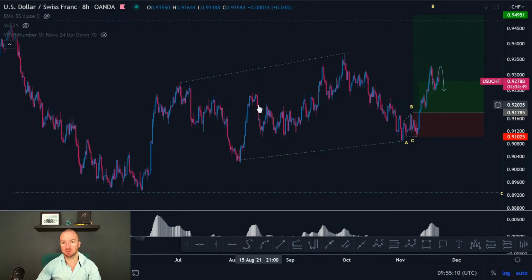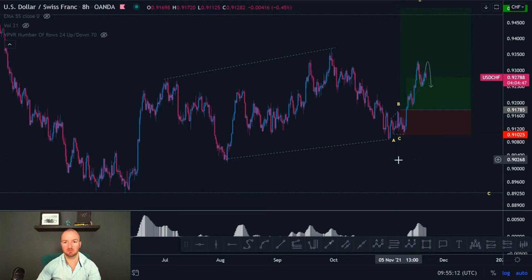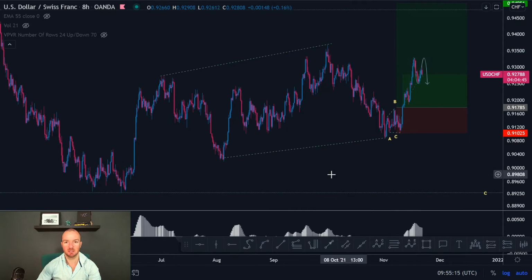We'll be looking at silver, but before that, let's get into our US dollar Swiss trade, which we took on 2 weeks ago, and just see how that's running so far. As you can see, things are looking pretty good in terms of profit. We're nicely in the profit at the moment.